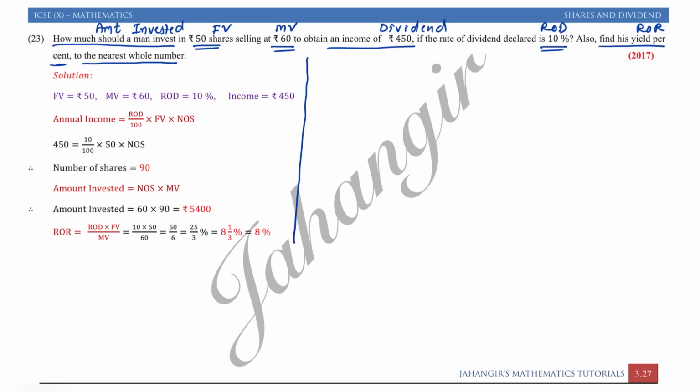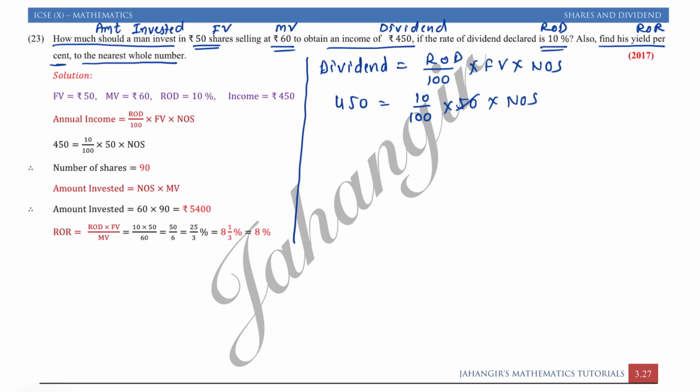तो पहले we will find number of shares using dividend. तो first we will write dividend का formula. Dividend is equal to rate of dividend upon 100 into face value into number of shares. So dividend is 450, whose rate of dividend is 10% upon 100 into face value is 50 into number of shares. 1s are 2s are 2, 1s are 2, 5s are. So therefore number of shares is equal to 450 upon 5. So therefore number of shares is 90.